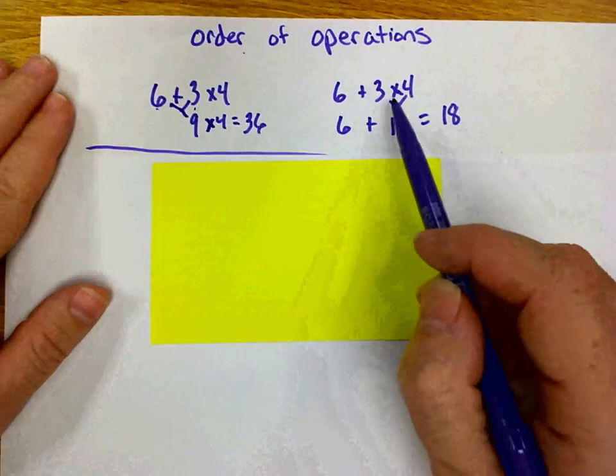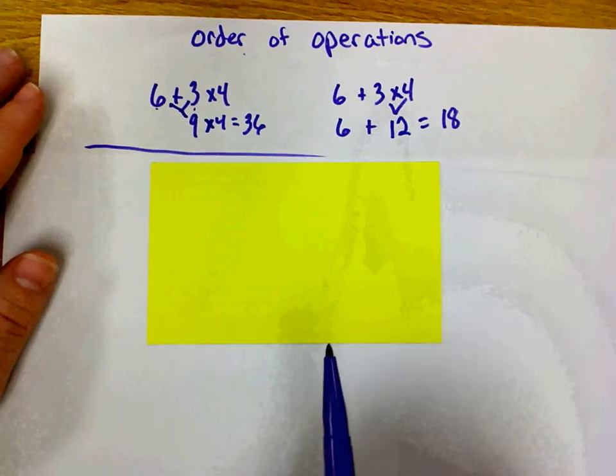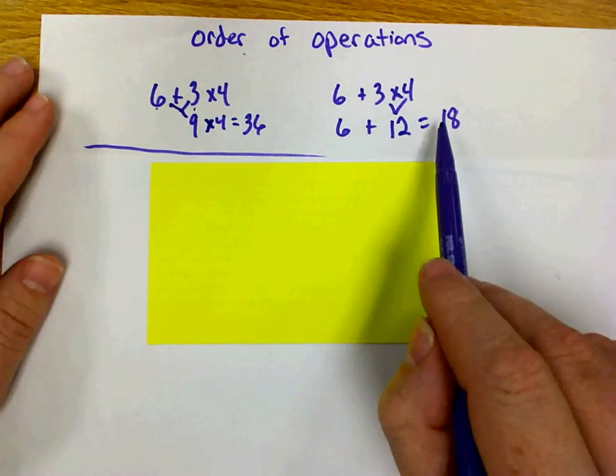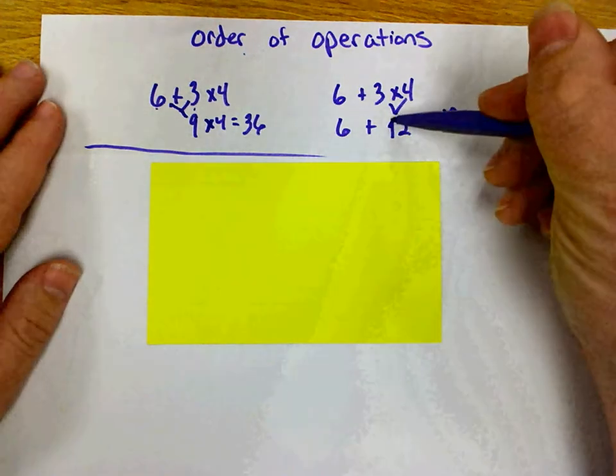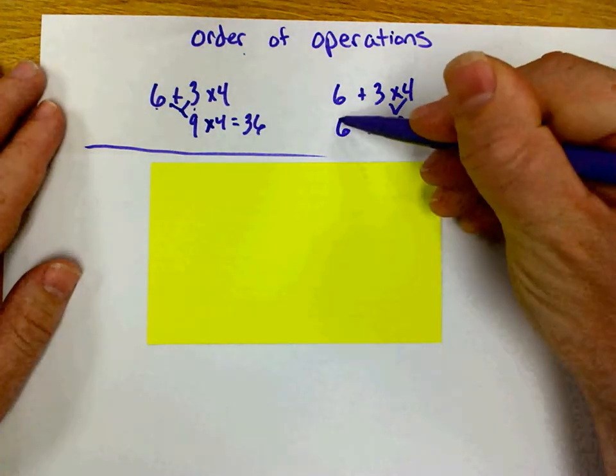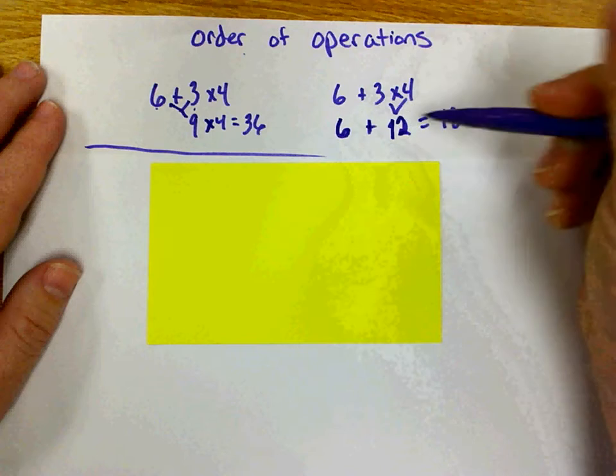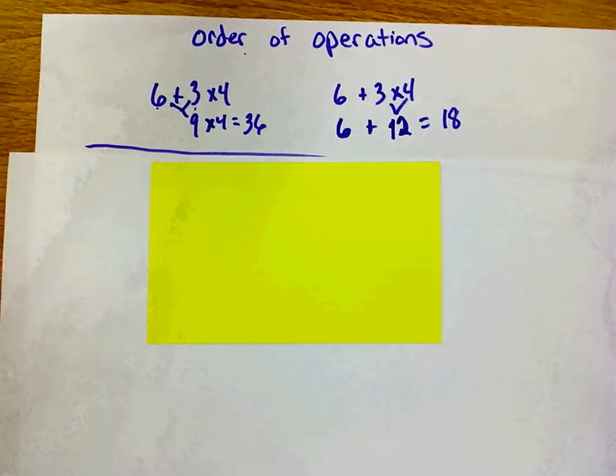But if you decided instead to do the times problem first, you'd go 3 times 4 is 12. All right, so there's 12. And then I go ahead and add my 6 down here. 6 plus 12, that's 18. Obviously, we've got two different answers for the exact same problem, and that can't be. That's because order of operation is very important.